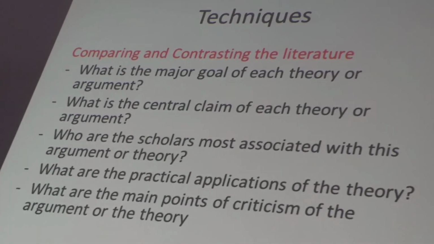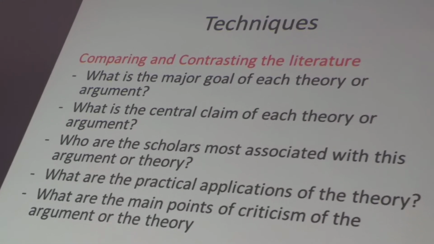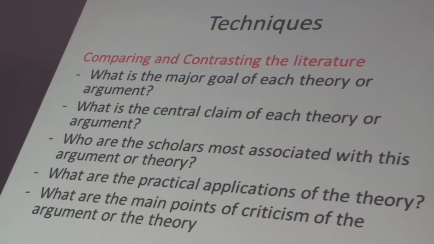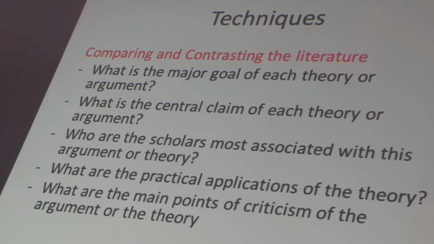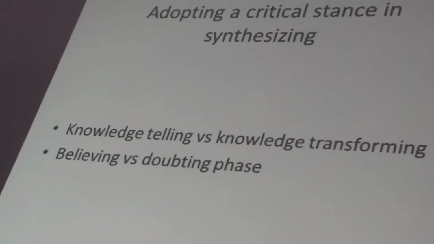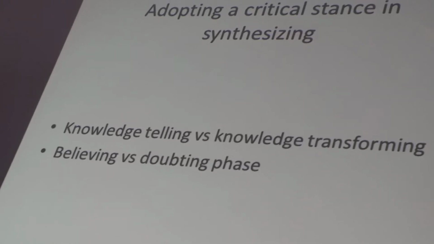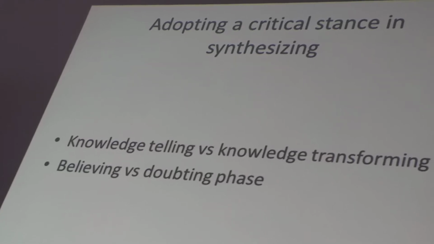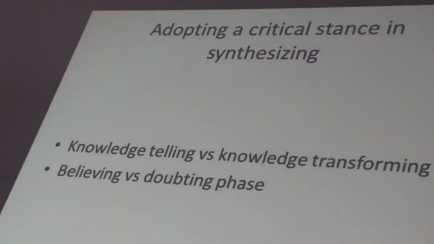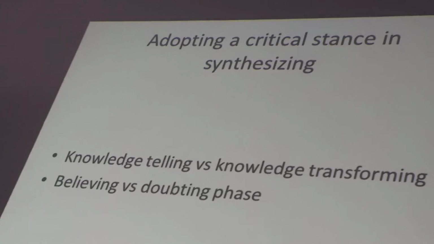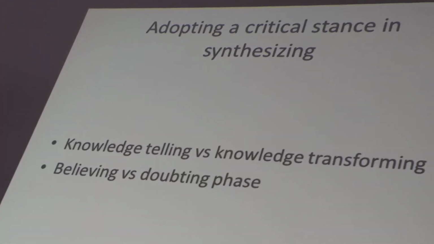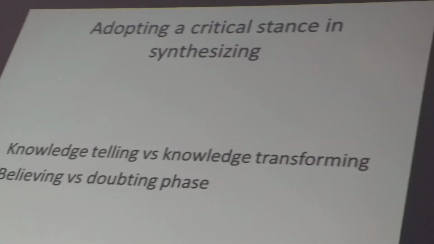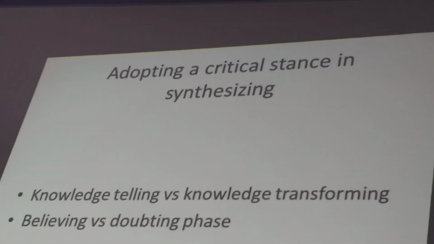So these questions should be taken into account in using comparing and contrasting literature as a technique in synthesizing. So the literature review, here, as you can see, provides a critical stance in synthesizing. This is the second technique. So the literature review aims to provide a critique rather than a mere summary of the readings you have chosen.